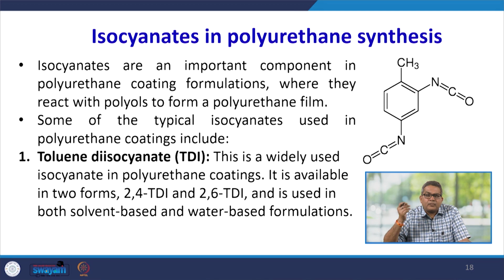Let us talk about isocyanates in polyurethane synthesis. Isocyanates are an important component in polyurethane coating formulation, and they react with the polyols to form a polyurethane film. Some of the typical isocyanates used in polyurethane coating are toluene diisocyanate, referred to as TDI. This is a widely used isocyanate in polyurethane coating, and it is available in two forms, 2,4-TDI and 2,6-TDI, and is used in both solvent based and water based formulations.